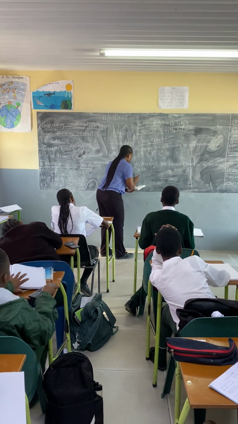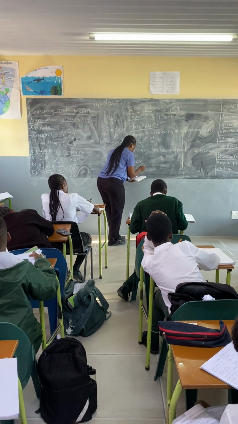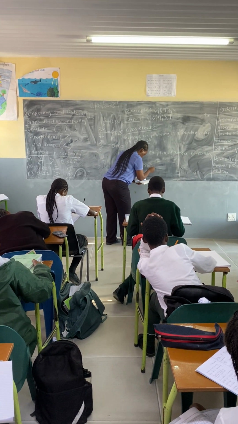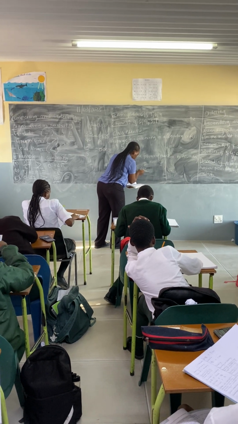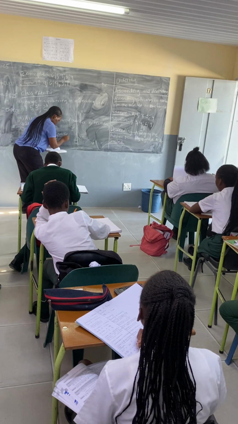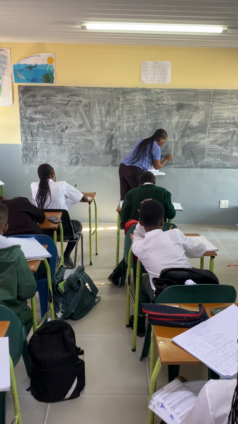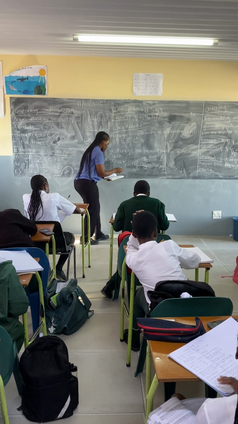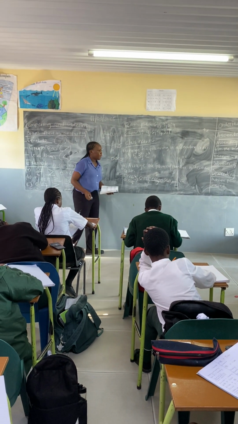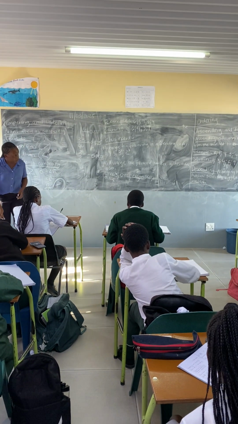You have 0.863, 0.861, you have 0.86, you have 0.8681, you have 0.86, 0.868. Okay? Let's quickly do that one. Let's do A and B.